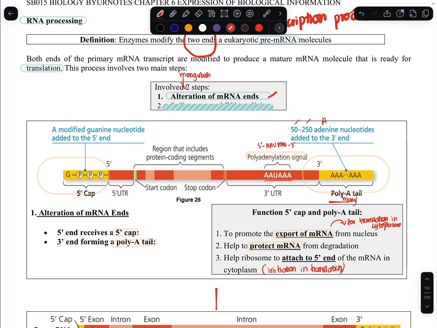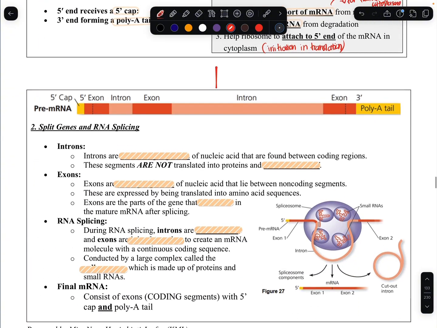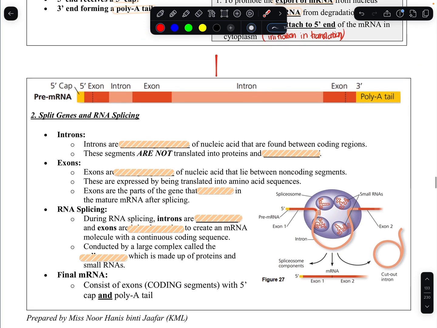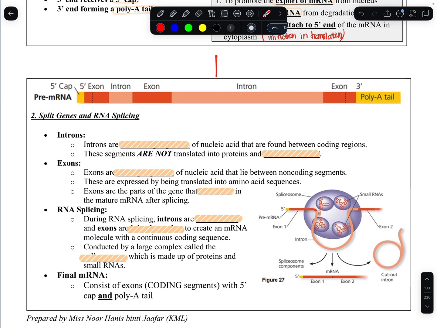So let's take a look the second step. Second step kita panggil sebagai split genes and RNA splicing. So let's take a look here. So dekat sini kita tahu ada sudah 5' cap. Okay, ada sudah warna kuning. Poly A tail pun sudah ada. But now we want to remove whatever not important anymore. So kita sudah belajar juga intron. Okay, so maksudnya intron ini 1, 2. This is the non-coding segment.